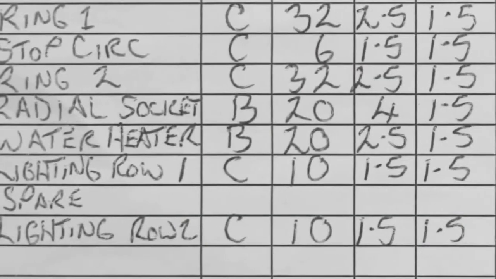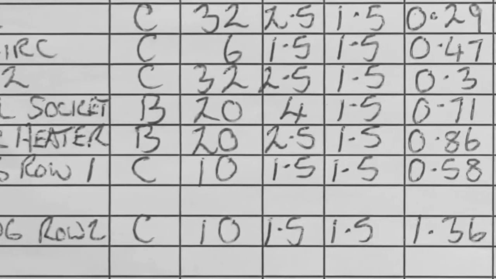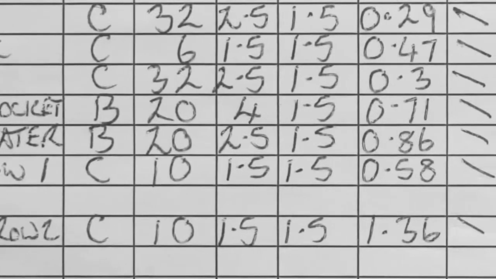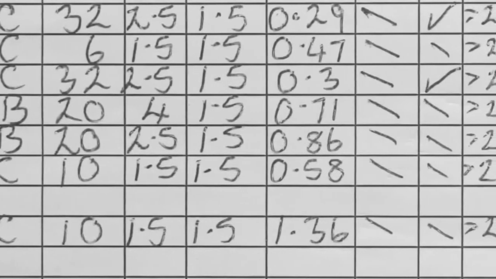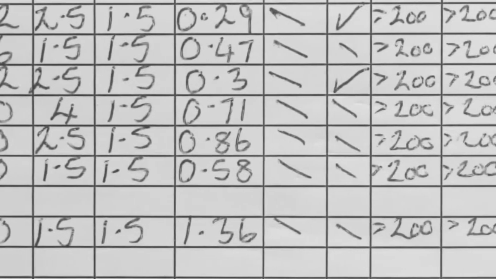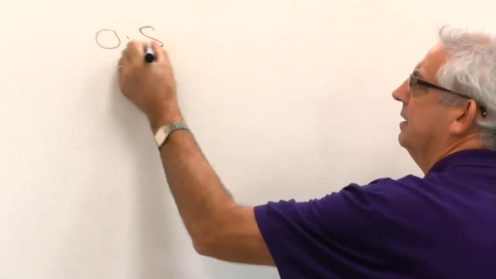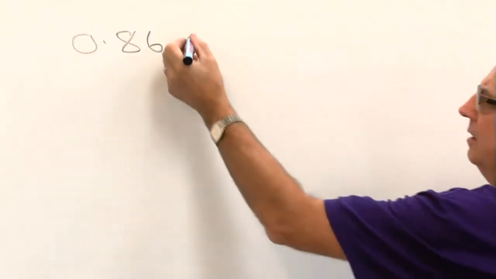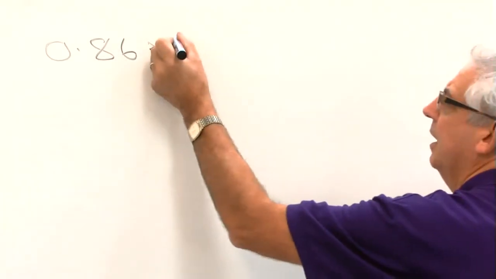On this test sheet here, we can see we've got a water heater, which is protected by a 20 amp type B circuit breaker. The line conductor is 2.5, the CPC is 1.5, and my measured R1 and R2 value is 0.86. So if we now carry out the calculation using the values that we've got, our R1 and R2 value is 0.86. The load for the water heater we know is a 3 kilowatt water heater, so it's going to be 13 amps. So we can use 13 amps in this instance.